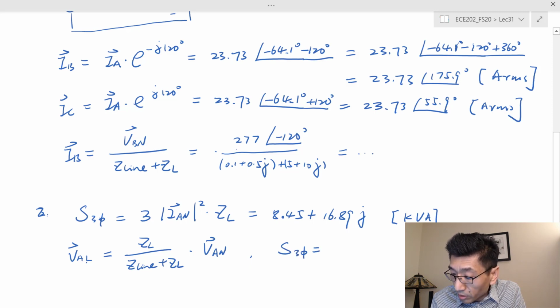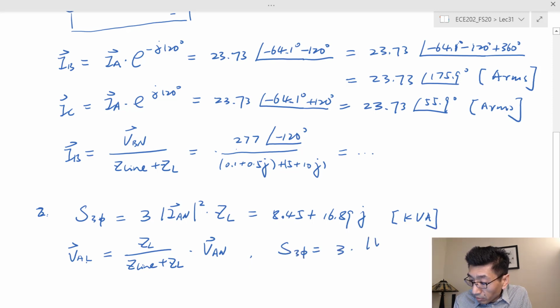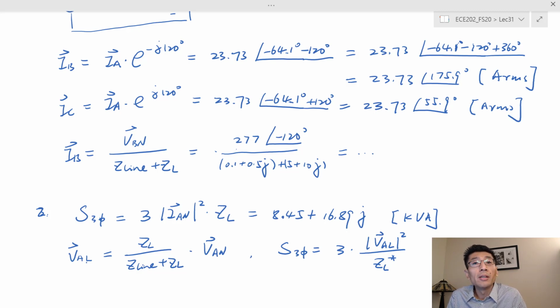You calculate these, and then you can calculate the three-phase power. That should be equal to 3 times VAL squared divided by Z sub L conjugate. That's another way of calculating this, right? Remember, we have 3 ways of calculating complex power. We can use voltage times the current conjugate, that's for a single phase. For 3 phase, you multiply by 3. Another one is to use the current magnitude squared times the impedance, just as we did, or you can use the voltage magnitude squared divided by the impedance conjugate.